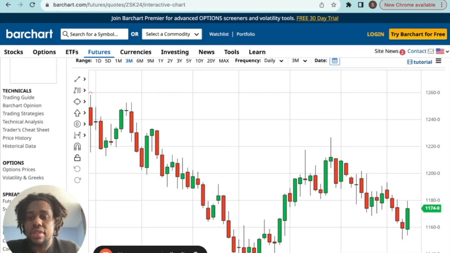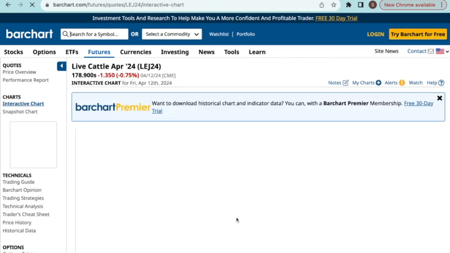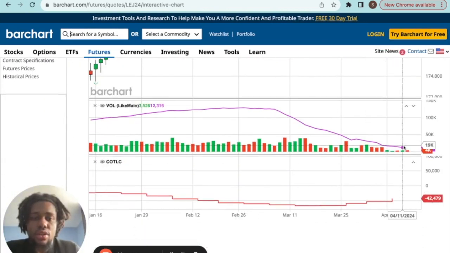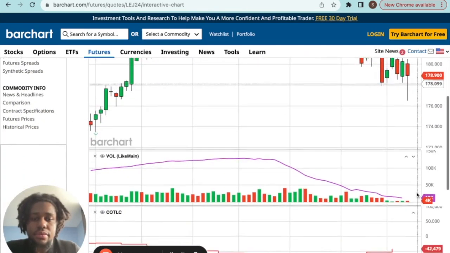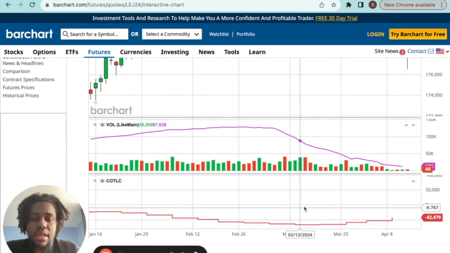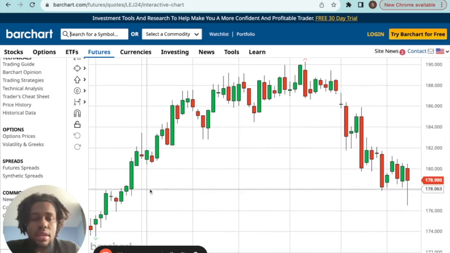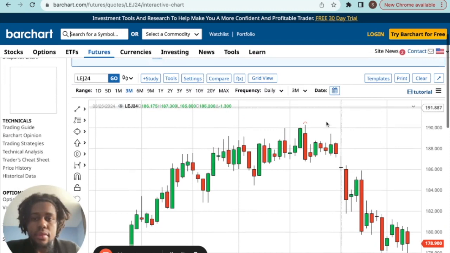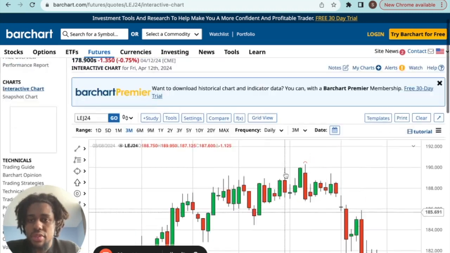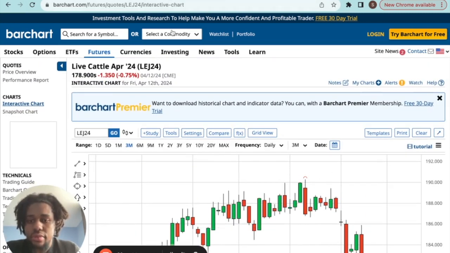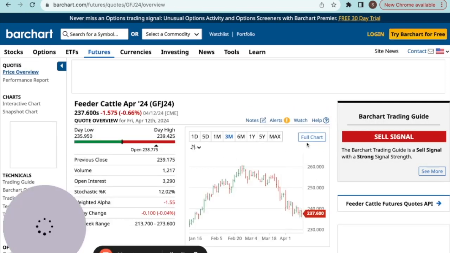And if we just take a quick look at live cattle's April contract, you see the same thing, a huge drop off of open interest with this bearish price action. And we can see commercials are hedging short. And if we just move into our next one, so what did we just do here? We did live cattle, so let's go to feeder cattle. April contract, full chart.